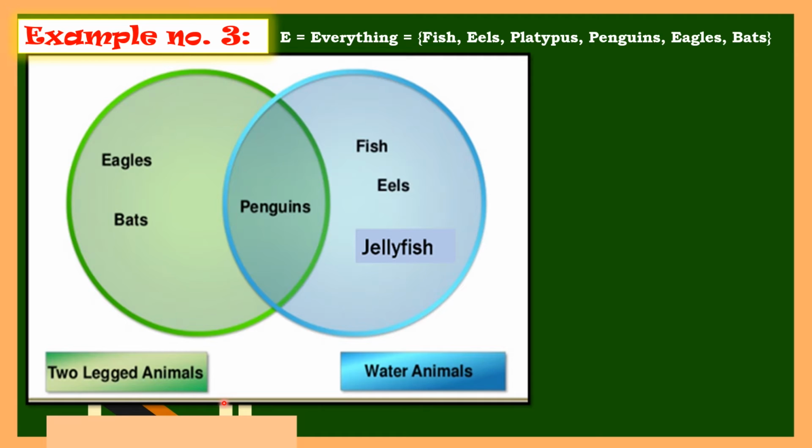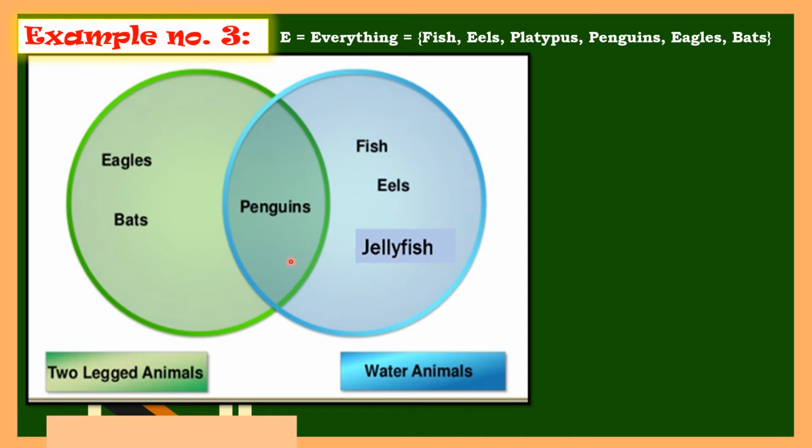Okay, let's continue to our example number 3. So, we have here the set E, which means everything. So, we have the elements fish, eels, platypus, penguins, eagles, and bats. So, we are going to use a Venn diagram to divide these animals into the following two sets, which is two-legged animals and water animals. So, when we do this, we find that penguins belong in both groups.